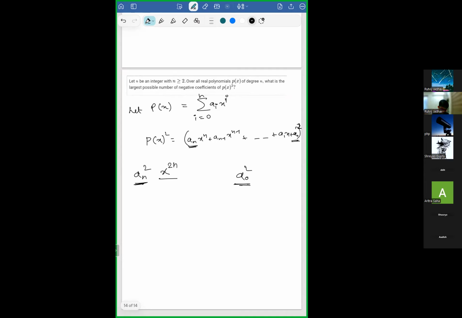Right. So the largest possible number of negative coefficients, like the total number of coefficients after squaring, are 2n plus 1, because the degree would be 2n. So then our answer is obviously less than or equal to 2n minus 1 as of now. So it is intuitive to try and see if 2n minus 1 is possible. So could someone please tell how to approach that?